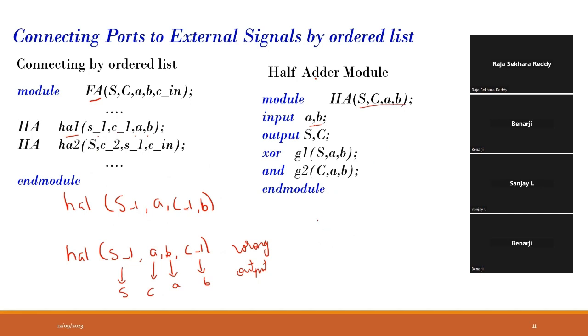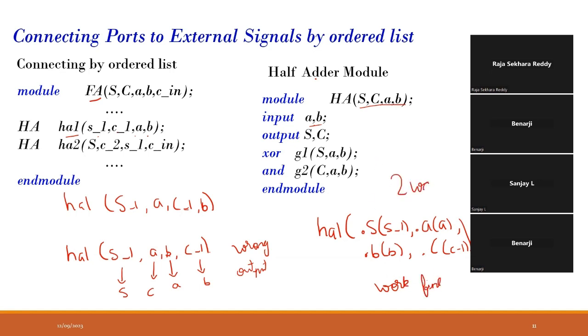So what we can do instead, we can call half adder 1 as .s of s_1, then .a of a, .b of b, .c of c_1. If we do that, it will work properly. It will work fine. So that's why there are two ways in which we can connect the ports to the external signal.